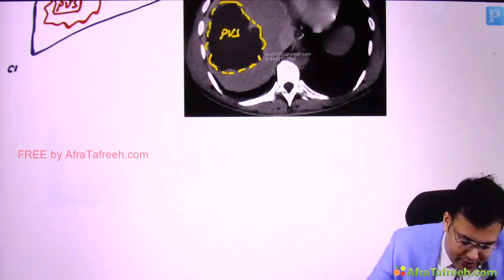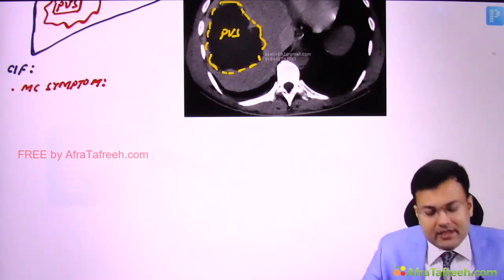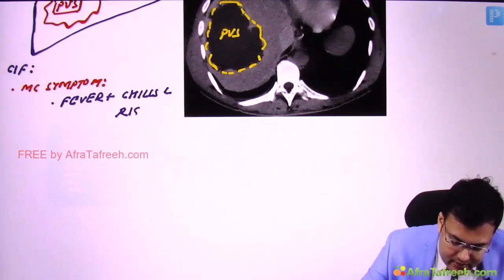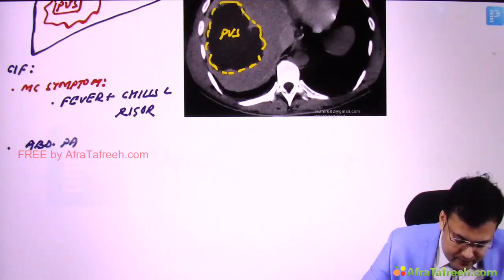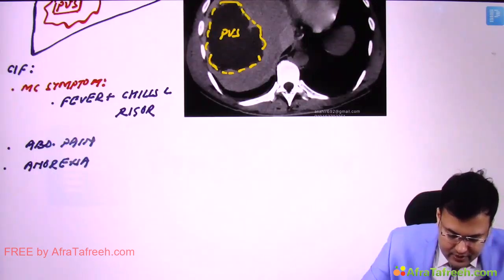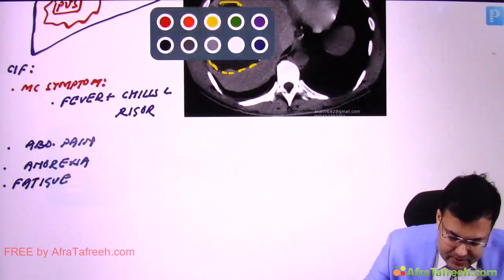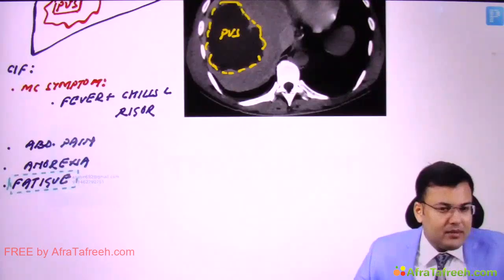So here we are going to discuss the clinical features. In cases of pyogenic liver abscess, what is the most common symptom? The most common symptom is fever with chills and rigor. What are the other symptoms? The other symptoms are abdominal pain, and we discussed there is anorexia and fatigue. Question: what is the most characteristic symptom of liver disease? The most characteristic symptom is fatigue.